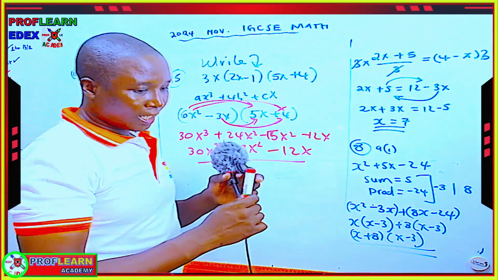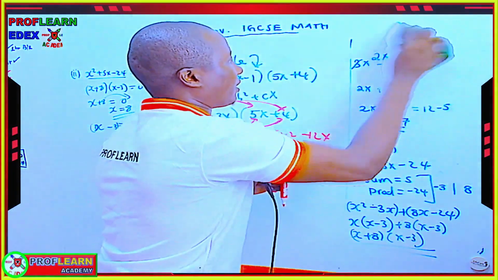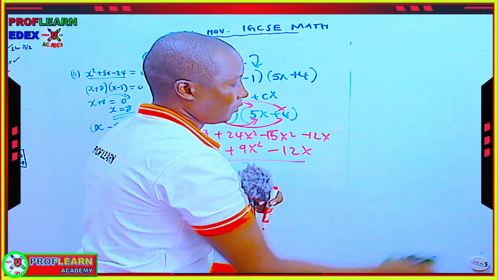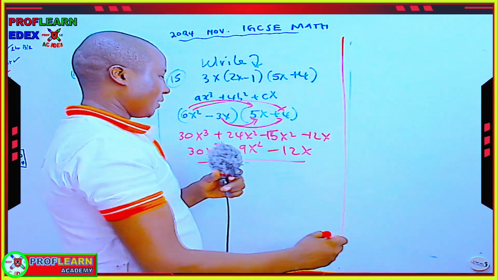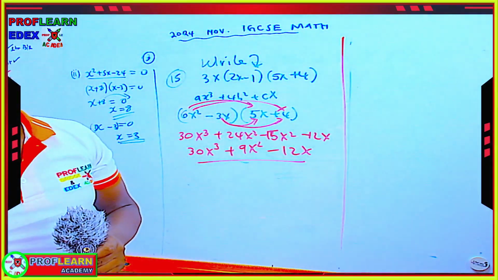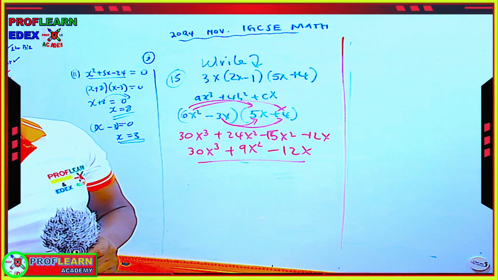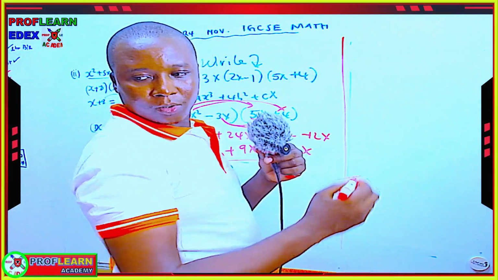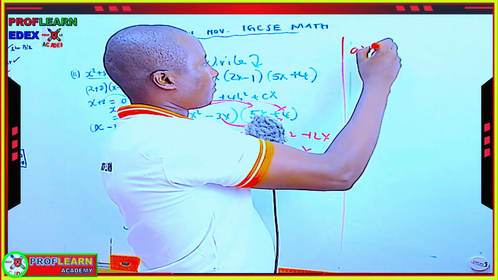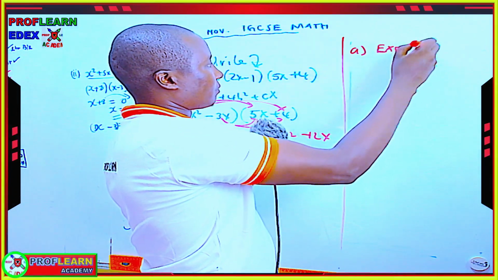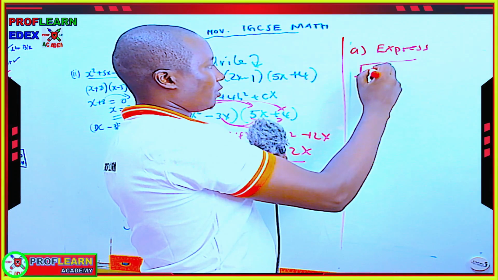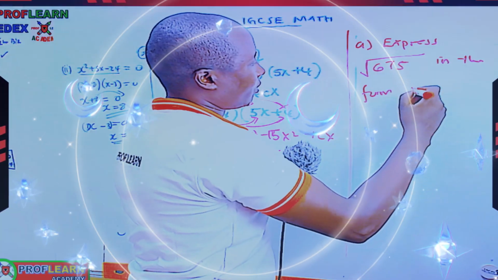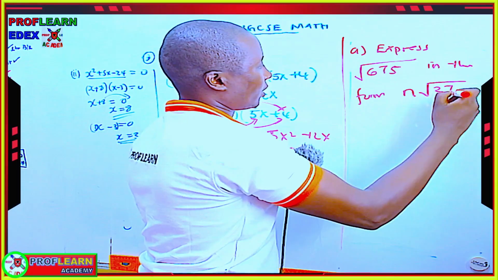So also we have another question that's featured there. Surds was also featuring in this. And the question for surds, it was saying that A, express the square root of 675 in the form n root 27.